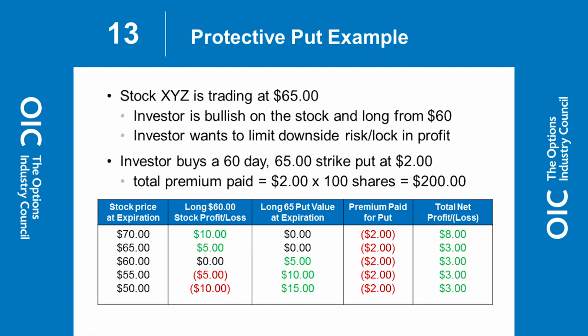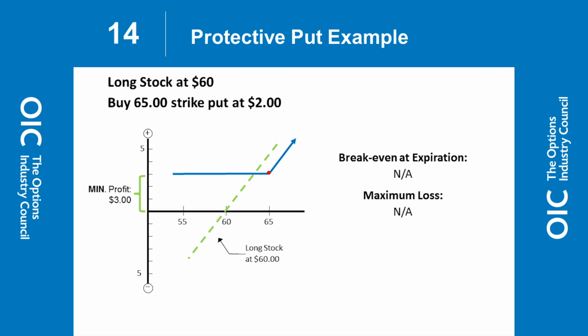And for those of you that are visual, here's what our graph looks like. Here's our long stock, $60. Look at that. There's our profit and loss. We have no break even because we will always make money. We have no maximum loss. There is no loss. We have a minimum profit of $3. With this particular strategy under these conditions, we have a minimum profit of $300 per option contract. Maximum profit is unlimited. We make money as the stock makes money.